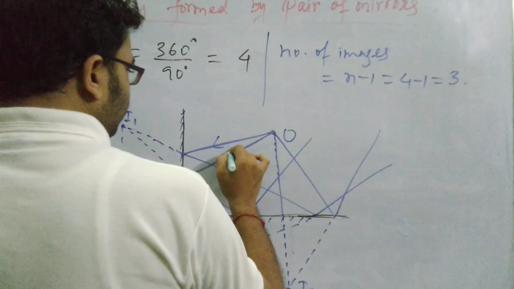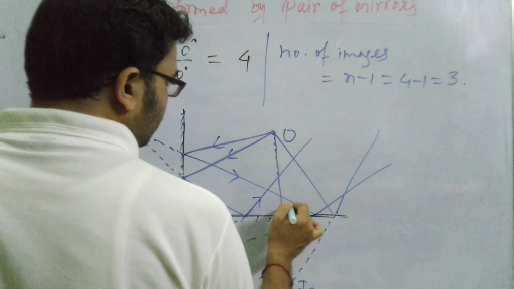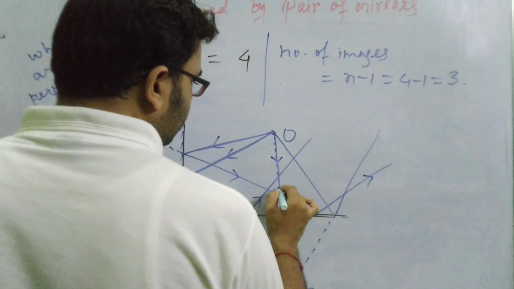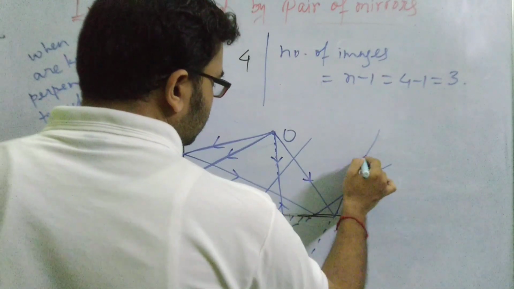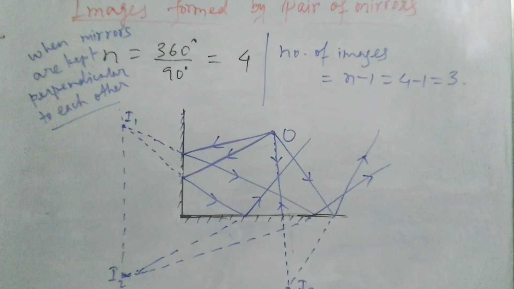First the light is reflected in this direction, then in this direction, then in this direction. And this light ray comes and falls and goes back this way, and this light ray falls and goes back this way. So there are three images formed. You can easily understand that if we keep two mirrors perpendicular to each other, there will be three images formed. So with that, today we will end our class here.